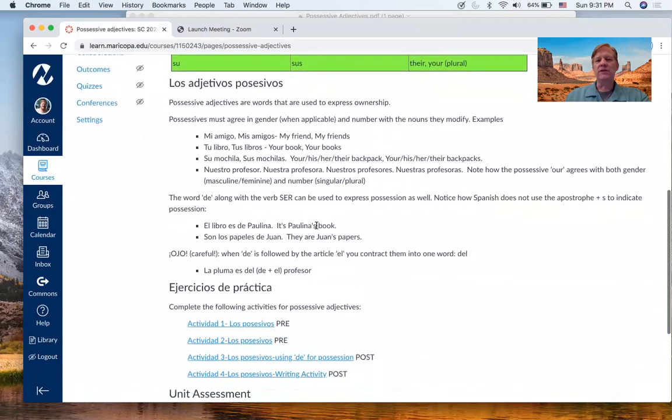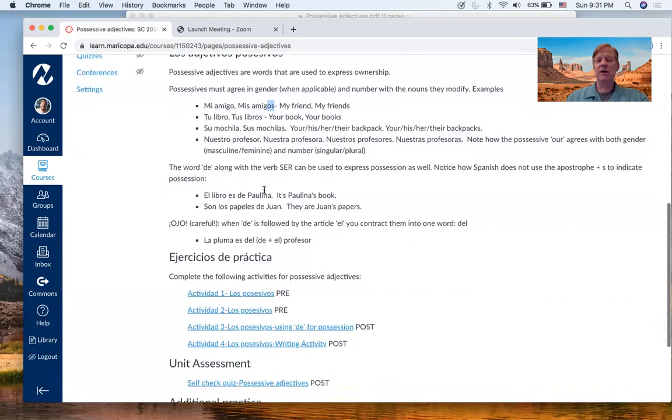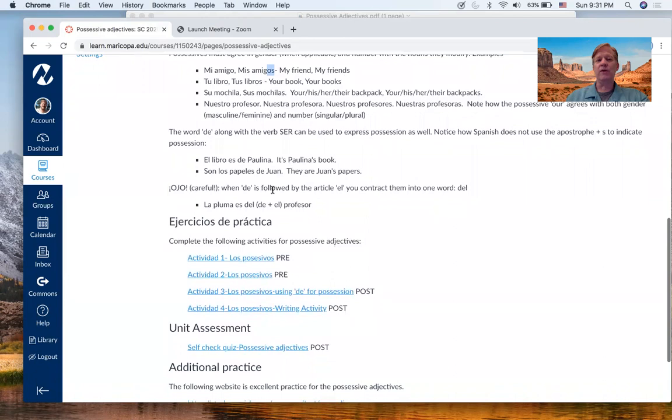The way we use this is we place them in front of the noun. If the noun is singular, amigo, then the adjective I pick has to be singular as well, mi amigo. If the noun is plural, then the adjective has to be plural, mis amigos. It doesn't mean there's more than one of me. It means there's more than one of my friends. Same with the other ones. We'll look at this a little bit more.